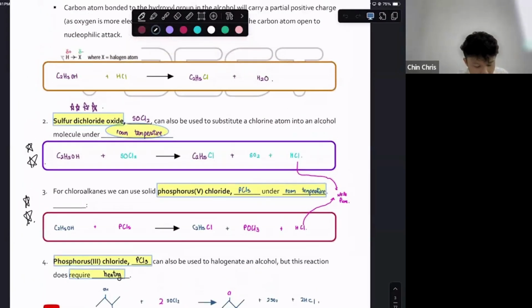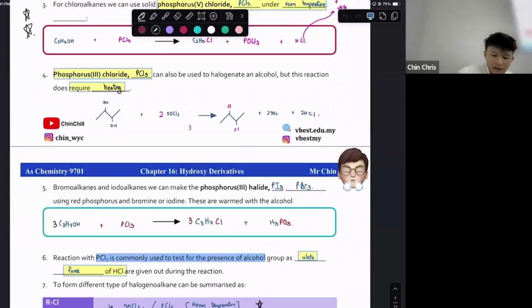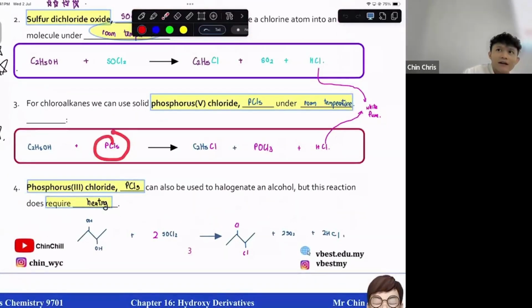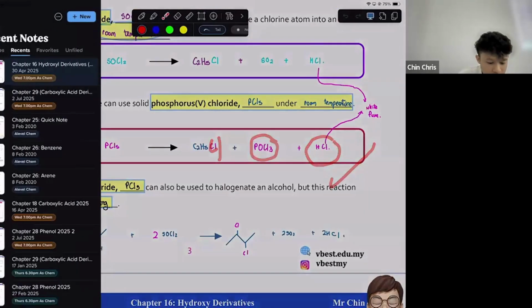Alright, guys, the first one, right? Reaction with PCl5. Done. What does it turn into? Cl, POCl3, HCl, right? Correct.